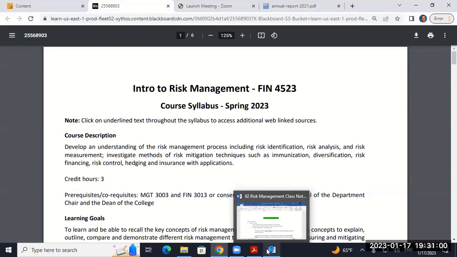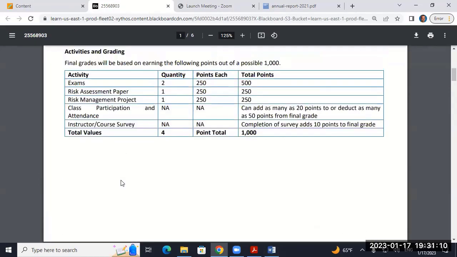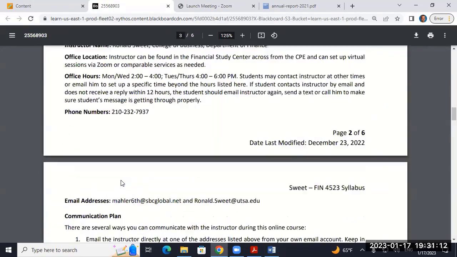This is risk management. Y'all look familiar. So kind of a small class for this many people, but so, risk management. I'm Ron Sweet. Somewhere in here.